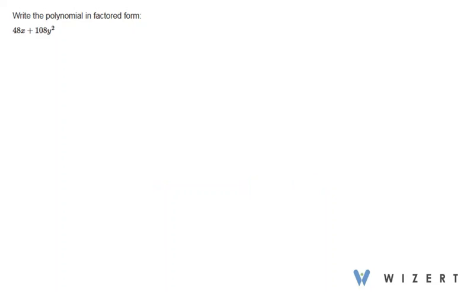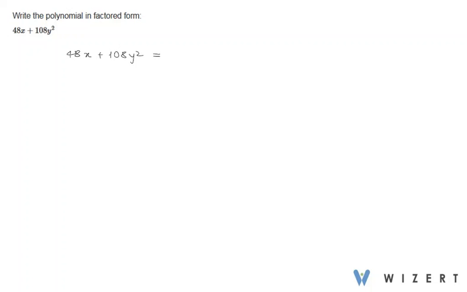We have this question here. Write the following polynomial in factored form. So the given polynomial is 48x plus 108y square. In order to write this in factorized form, we have to factor both numerals and literals here. So let's find out the numeral factors first.